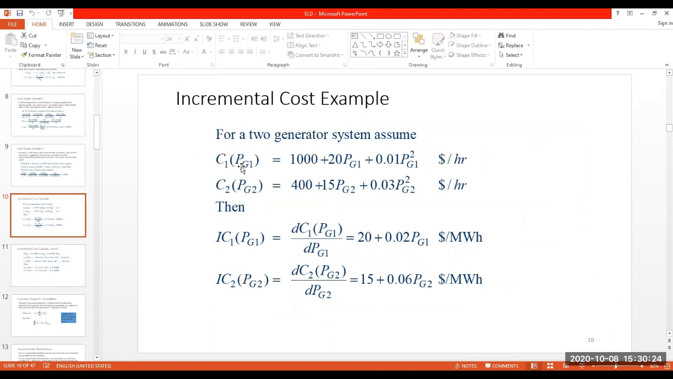Minimum emission means you are looking for that combination of generations which minimizes your cost, and at the same time also takes care of minimum emission of harmful gases. That is known as minimum emission plus minimum cost economic load dispatch. This could be another topic.